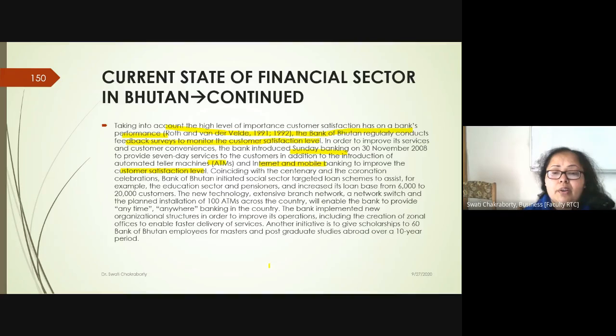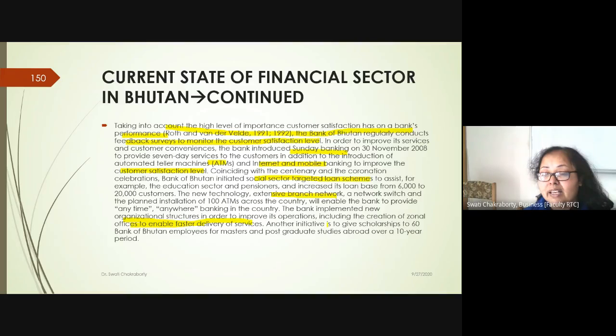So BOB has also initiated some social sector target loan schemes, say for instance, for catering to the educational sector and pensioners. So it has increased their loan base, and the new technology, which is the extensive branch network, a network switch, and the planned installation of 100 ATMs across the country has helped the bank to provide anytime, anywhere banking in the country. The bank has also implemented some new organizational structures to improve its operations, which includes the creation of zonal offices for enabling faster delivery of services.